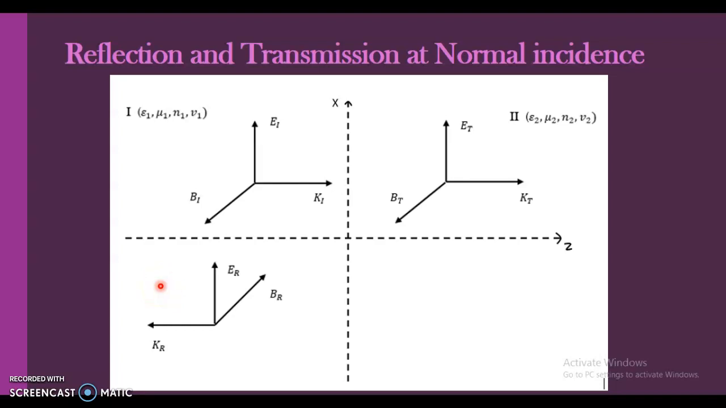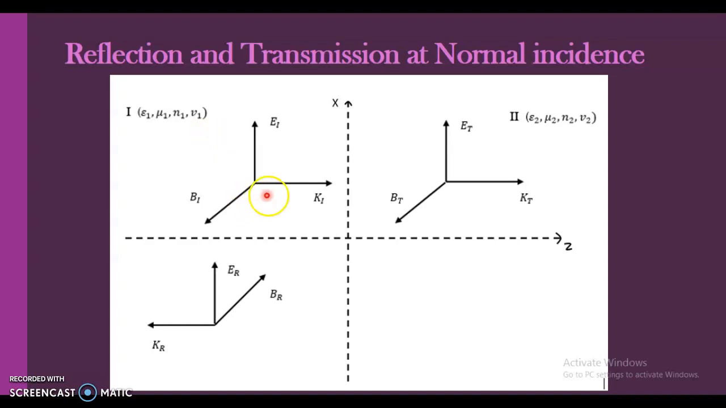Hello, today we are going to discuss the reflection and the transmission at normal incidence. Let us consider a light wave which is propagating in the positive z direction, and as shown in this figure, let this dotted line separate two media, medium 1 and medium 2. That is, the light wave is propagating from medium 1 to medium 2, where medium 1 has permittivity epsilon 1, permeability mu 1, refractive index n1, and velocity v1.